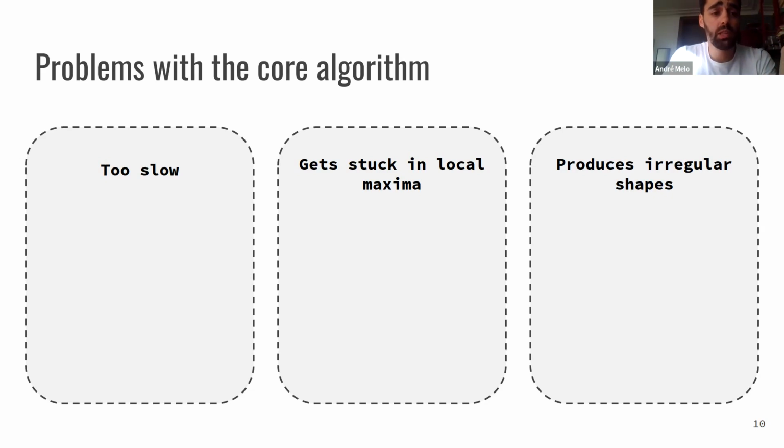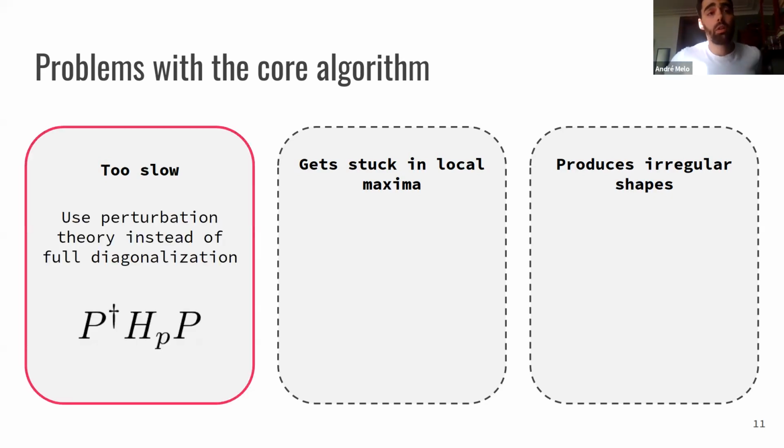Fortunately, there's an easy solution, which is just to use perturbation theory. So at each step, we're only adding 1 or 2 sites. That means that the norm of the perturbation is small, and so actually first order perturbation theory works quite well here. And this speeds up the algorithm by orders of magnitude.